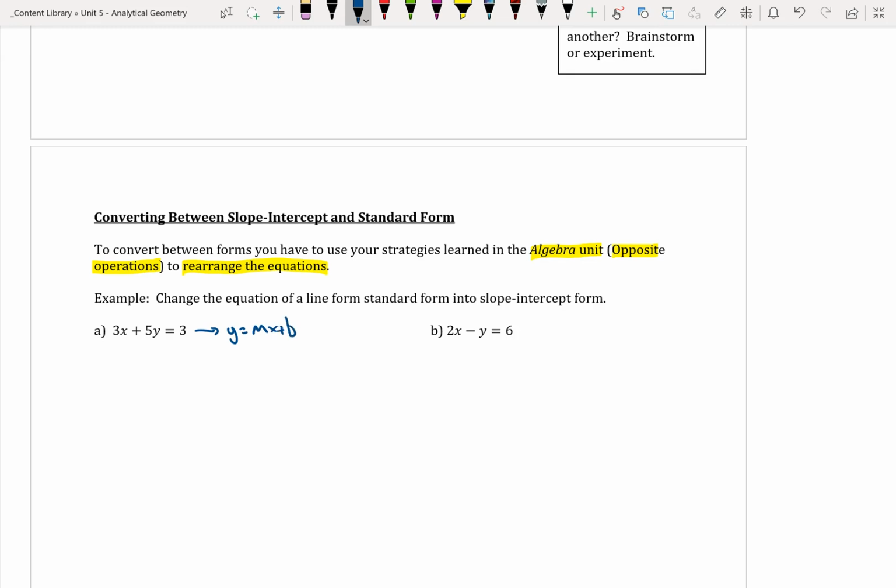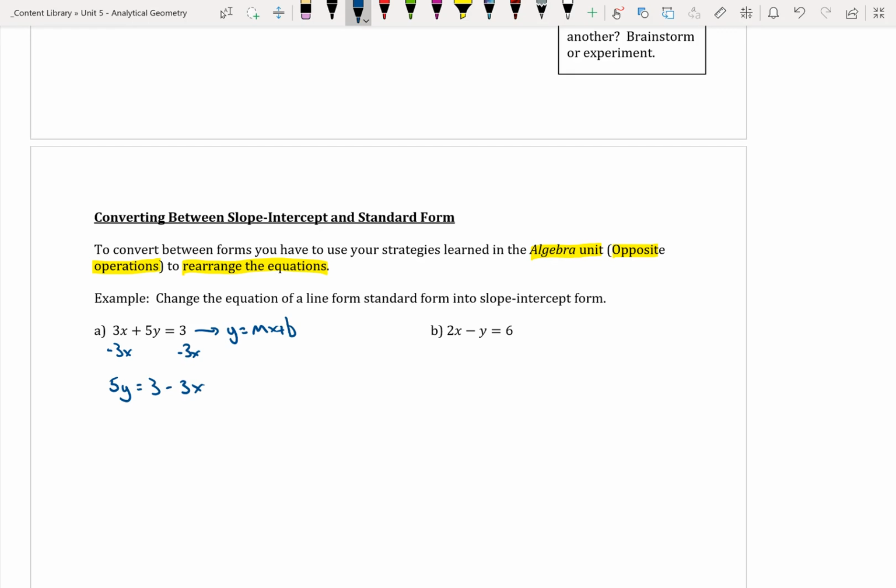So if I look at this equation, I want to have y by itself on the left side and move everything else over. So in this case, I'm going to minus 3x from the one side to cancel it out, and minus 3x from the other side. I'm left with 5y equals 3 minus 3x. And I want to get y by itself.